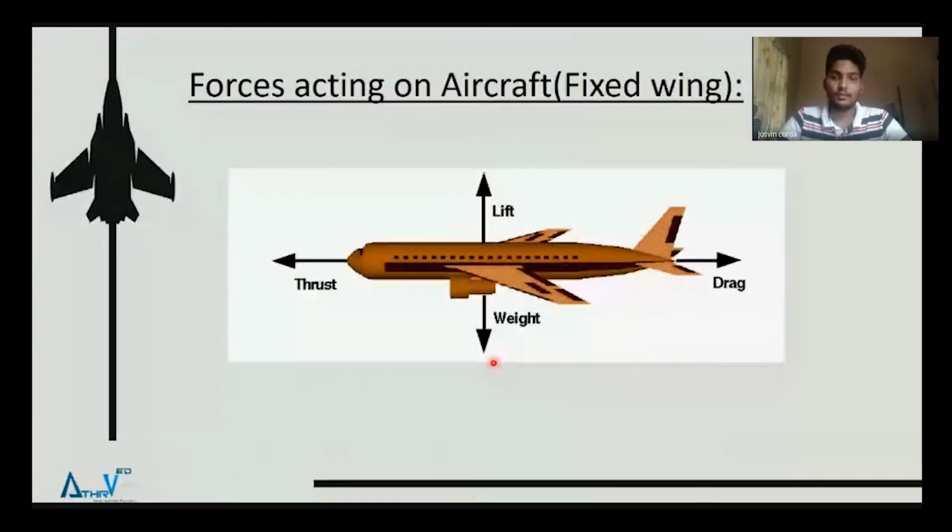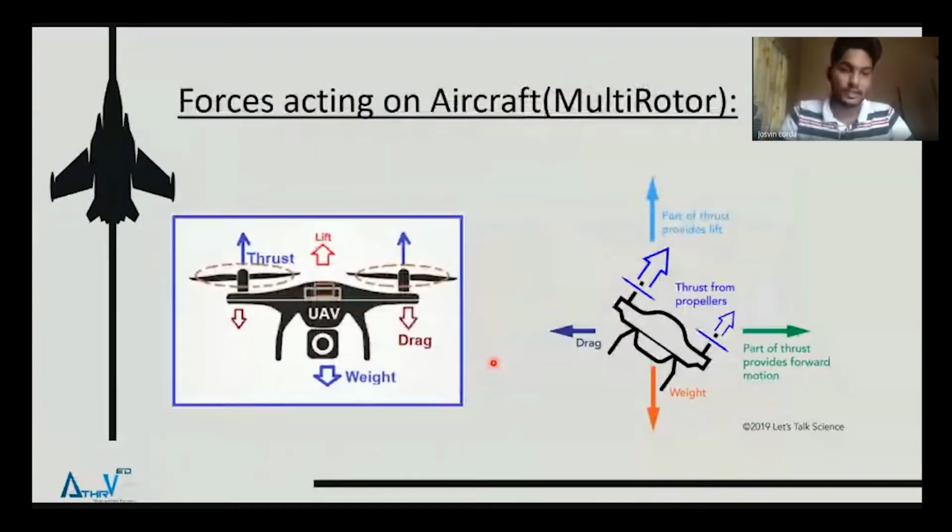When it comes to multi-rotor, the thrust itself is provided by the rotors and it will be acting upwards. So the thrust itself will be the lift, and the drag will always be opposite to lift, always opposite to thrust, and the weight will always be acting towards the center of the earth, or downwards. This is when you consider the lift off position or the landing position.